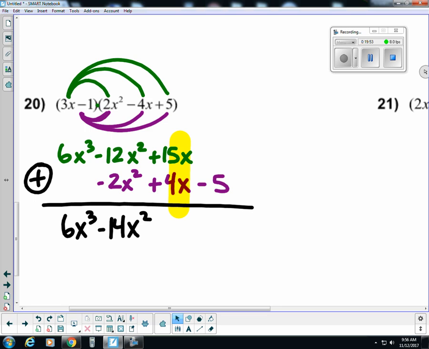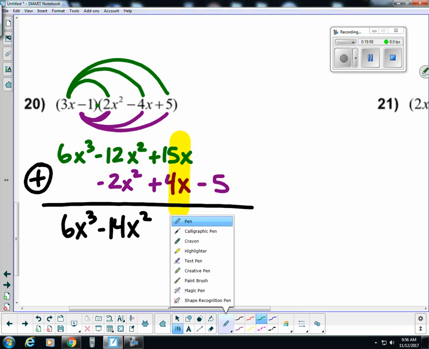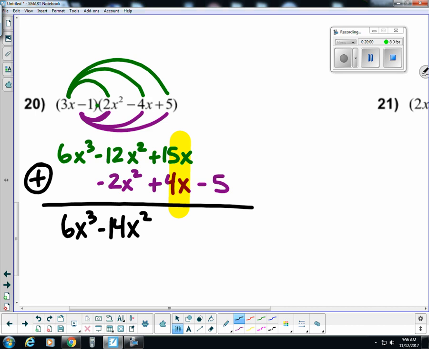All right, then over here, this column, I need to add 15x plus 4x, and that's going to give me 19x. And then lastly, with my constants, I don't have anything to add to negative 5, so I keep it as negative 5.